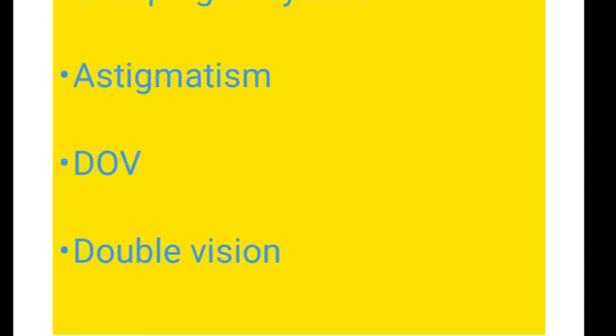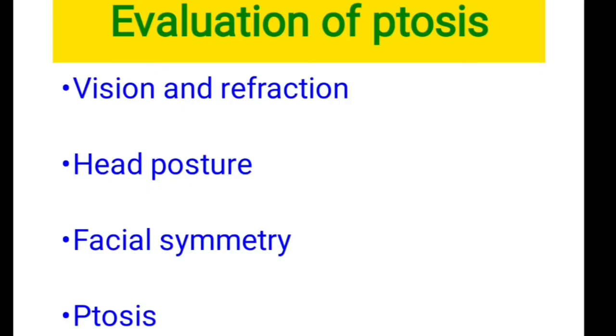And there can be variability of the ptosis. Like in the morning, the patient can be normal. As the day progresses, the ptosis can worsen. So these are the symptoms patients will present with: drooping of the eyelids, astigmatism, diminution of vision, and double vision. And the variability of the ptosis can be a symptom.